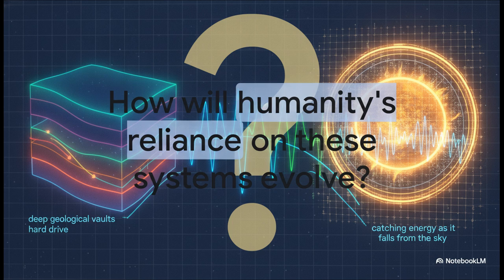As our technology rapidly advances, how will humanity's reliance on these two very different planetary systems evolve in the next century? Are we going to keep cracking open the Earth's hard drive, or will we fully master the art of catching energy as it falls from the sky? It's a huge question to ponder.